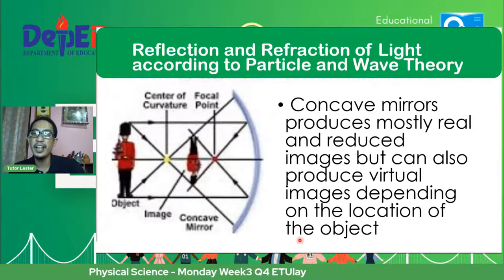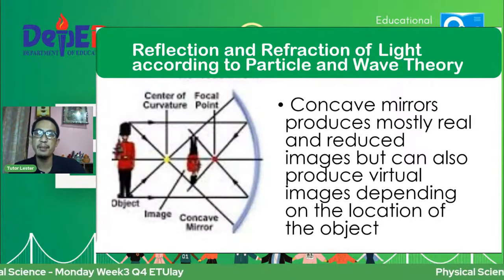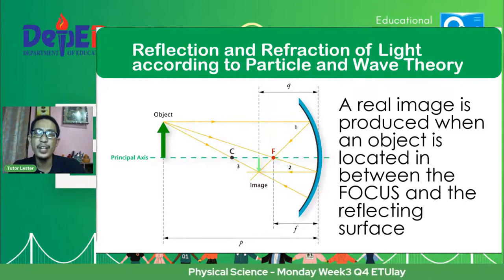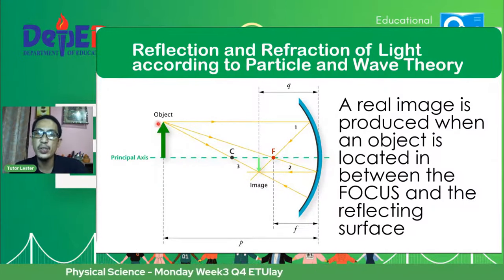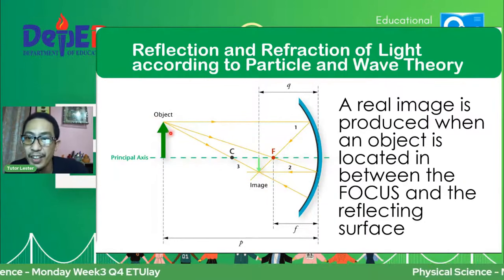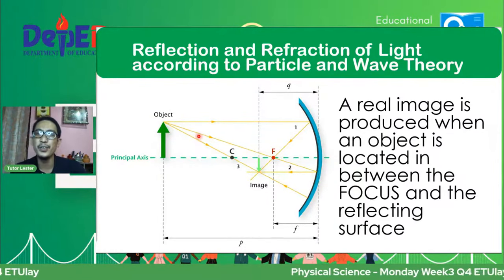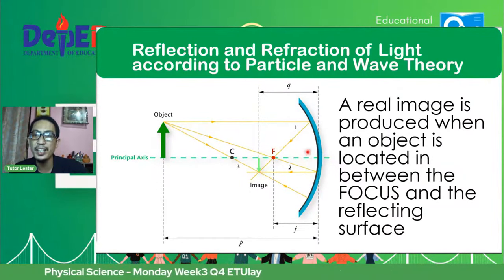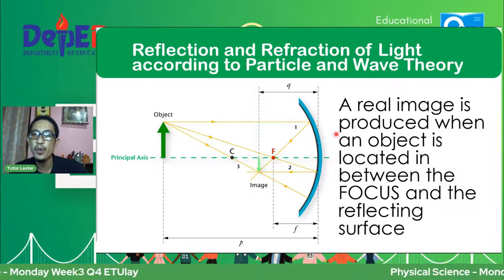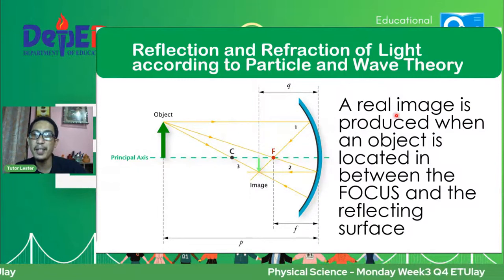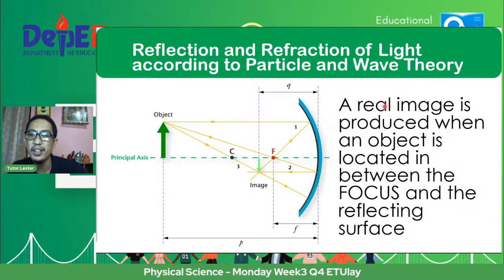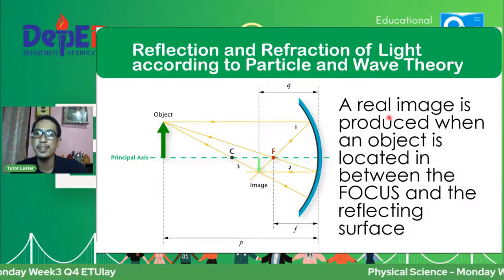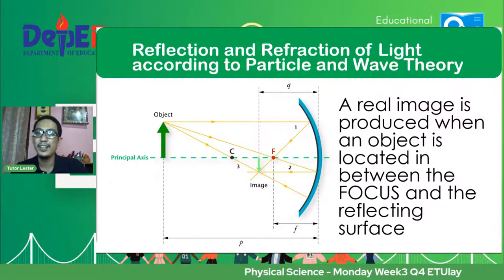Pero hindi po sa lahat ng panahon, a concave mirror can produce a real image. There will be times that a concave mirror can produce a virtual image. If the object is located between the focus and the reflecting surface, the image will be formed behind the mirror and will be larger. Apologies for the wrong use of words. This is a virtual image, and this is not real.